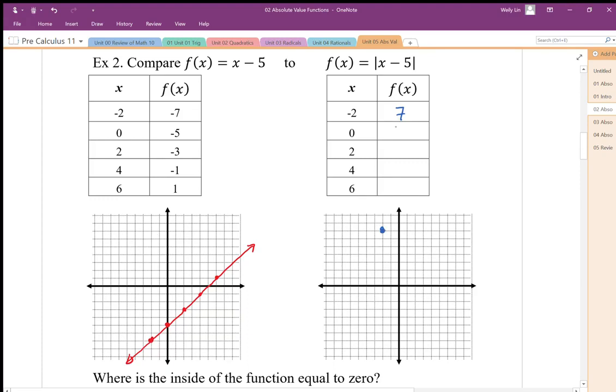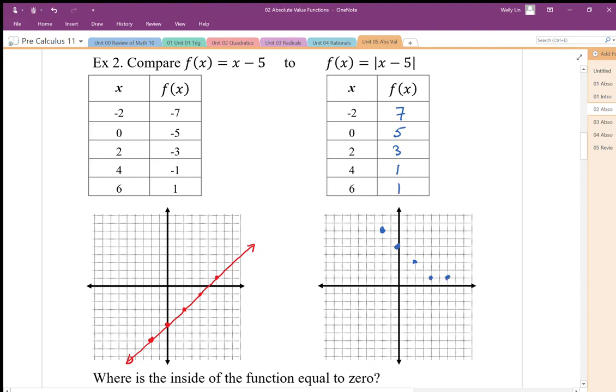0 is going to be -5, absolute value is 5, so now that y-intercept is no longer down here. Okay, the 2 is going to give us -3, which is +3, so again that point is going to be reflected up there. The 4 is -1, so it's going to be +1, so now it's going to be 4, +1. So basically this graph is behaving like this linear function until we get to, again, the boundary, because when we put in 6 we get 1, so 6 over 1 up.